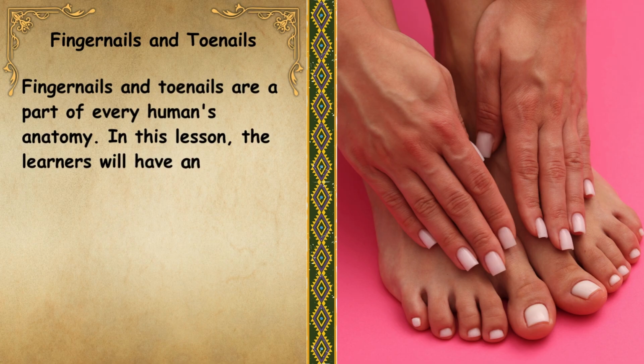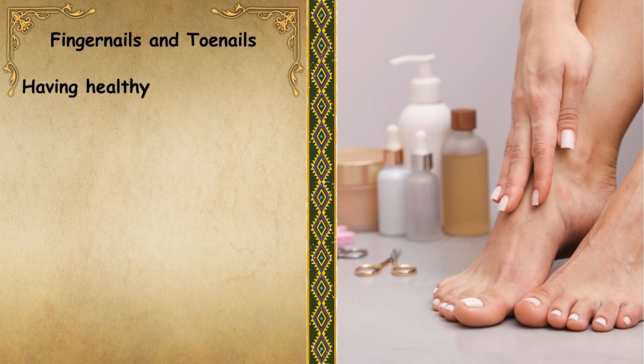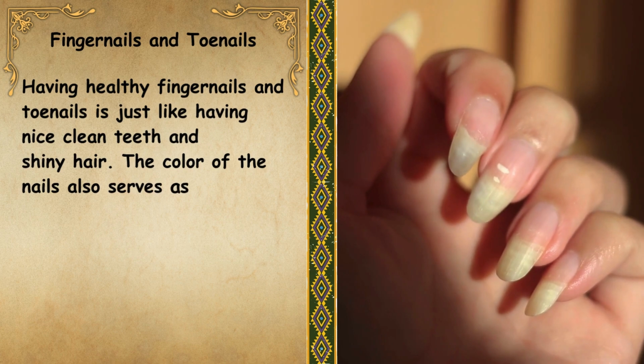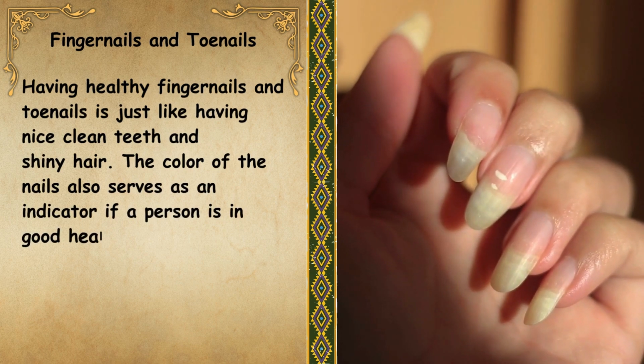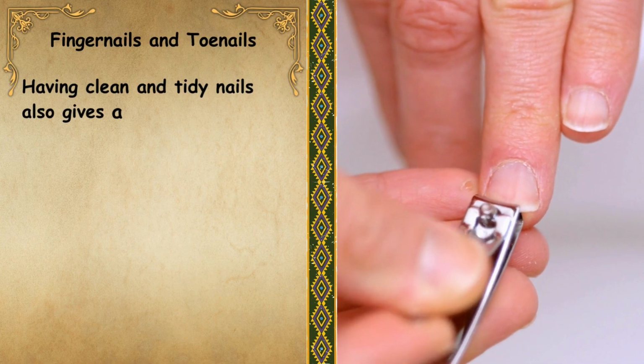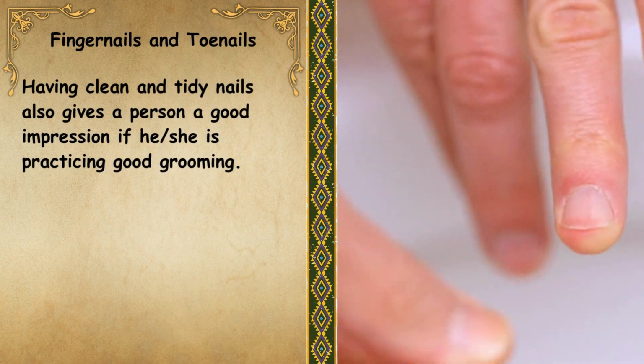In this lesson, the learners will have an idea of the different parts of the nails and how to keep them healthy. Having healthy fingernails and toenails is just like having nice clean teeth and shiny hair. The color of the nails also serves as an indicator if a person is in good health or not. Having clean and tidy nails also gives a person a good impression if he or she is practicing good grooming.